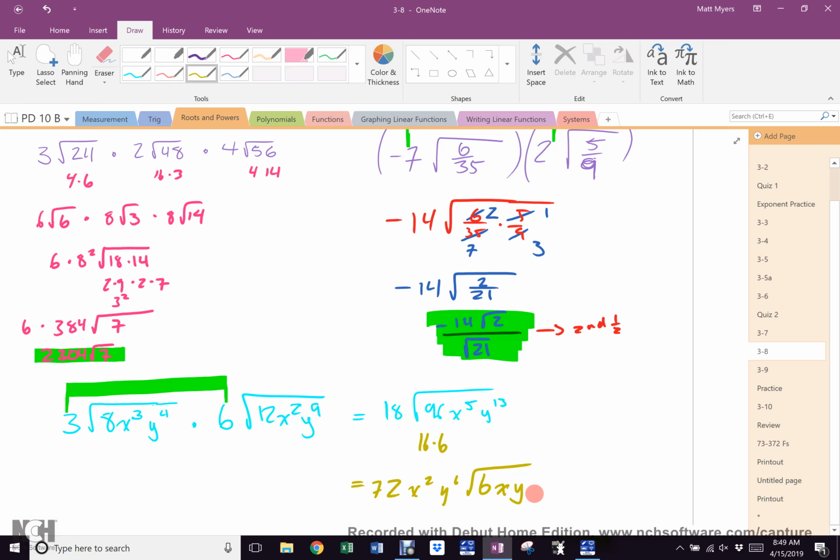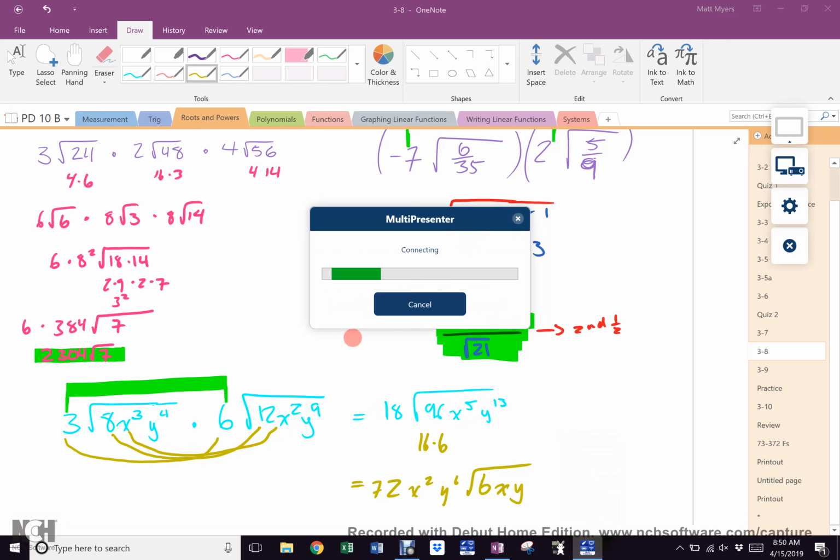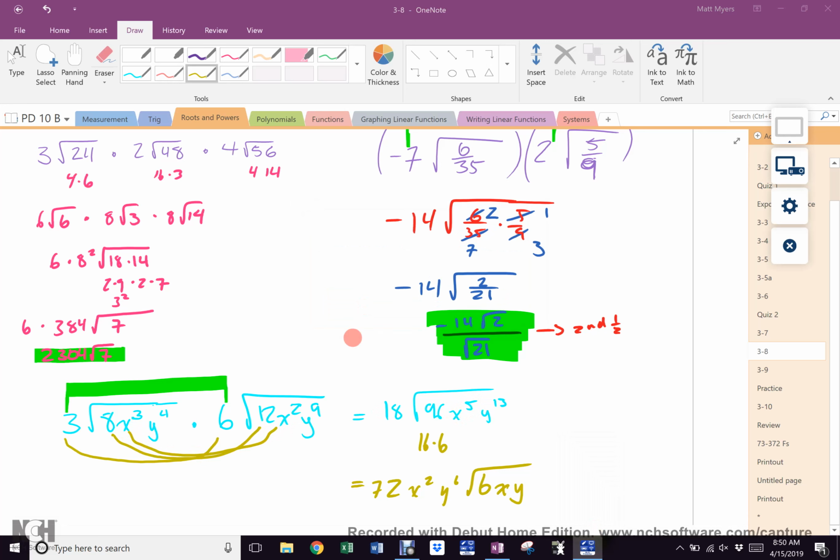Okay. This becomes a problem now. Why are you not good? You all told me you had no problem with 3 times 6. We've also done exponents. So you should have no problem with 8 times 12 to get the 96. X cubed times x squared gets me x to the fifth, because of exponent laws. And then y and y gets me y to the 13th. So every single one of you should be able to get here without thinking.